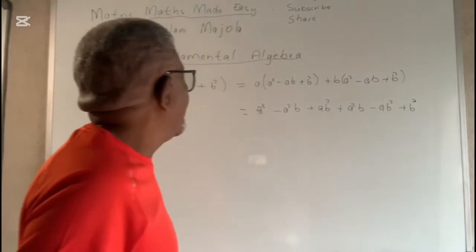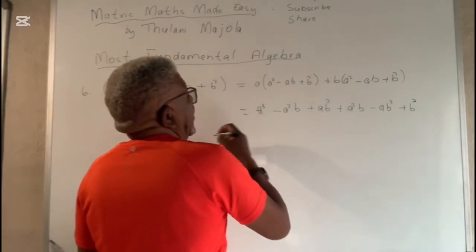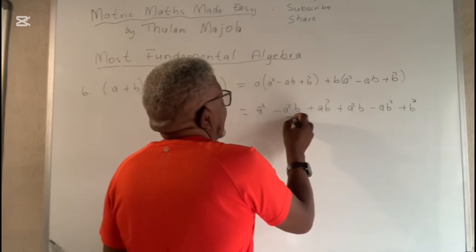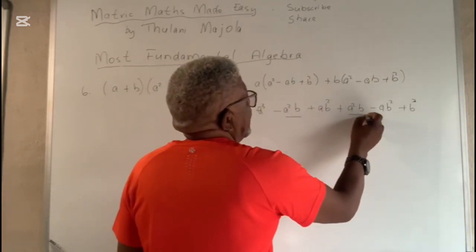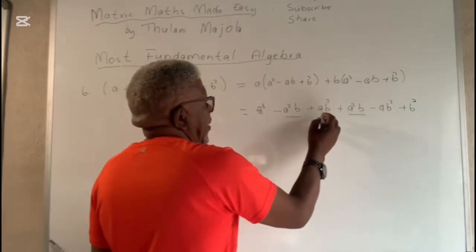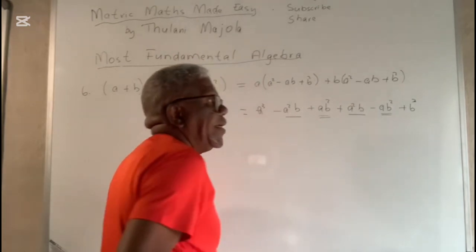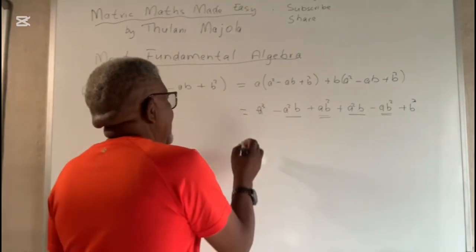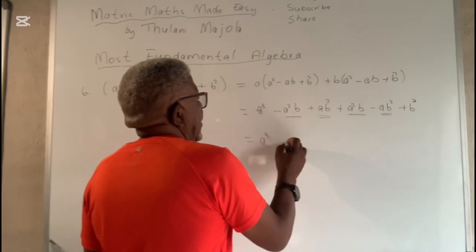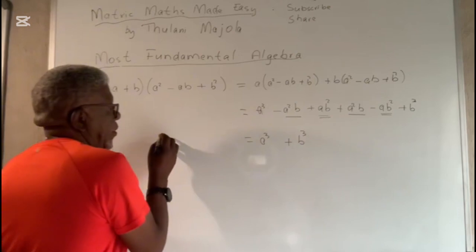And then you do the usual, you do for the similar terms. So a squared b, a squared b, they cancel each other. A squared b minus a squared b is 0. And then we've got ab squared minus ab squared, they also cancel each other. So we remain with a cubed plus b cubed on the right hand side.